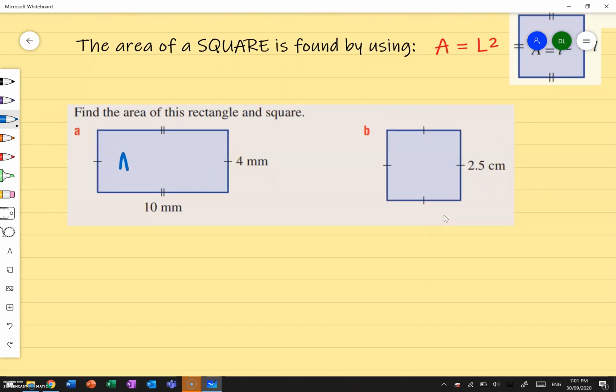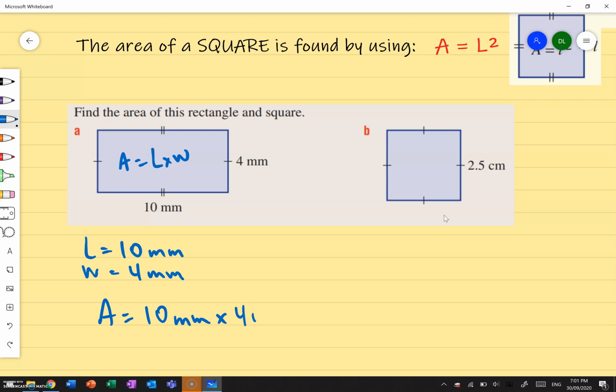Remember that the formula for the area of a rectangle is length times width. I know that length, let's say, is 10 millimeters, and width, let's say, is 4 millimeters. So area equals length, which is 10 millimeters, times W, which is 4 millimeters. That gives me an answer of 40 millimeters squared. Remember, if we're working with area, it needs to have square. So 40 millimeters squared is that answer.